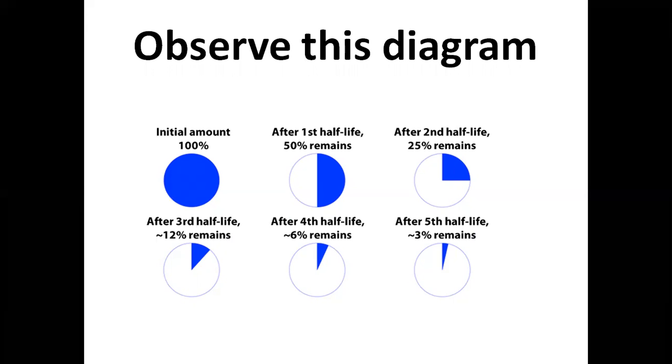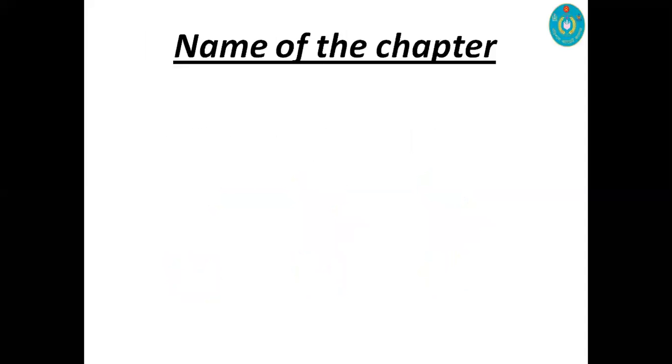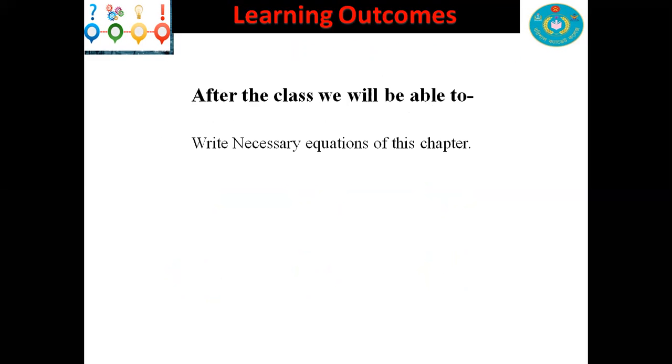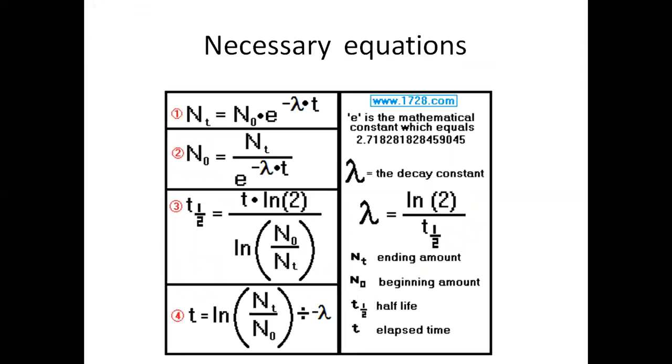By observing this diagram, we can guess the name of the chapter. Yes, the name of the chapter is Atomic Model and Nuclear Physics, and today we are going to solve mathematical problems based on this chapter. After the end of this lesson, you will be able to write the necessary equations of this chapter and solve mathematical problems of this chapter.